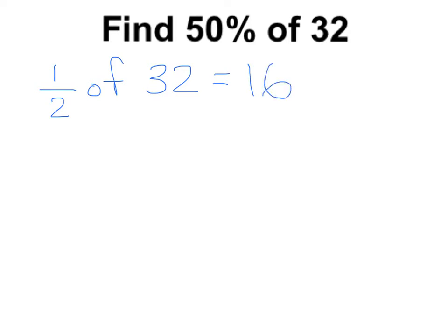You can always check your work using a calculator by converting the percent to a decimal. So 50% as a decimal is 5/10, of means multiply, 32. And if you type that in your calculator, you will get 16. So 50% of 32 is 16.